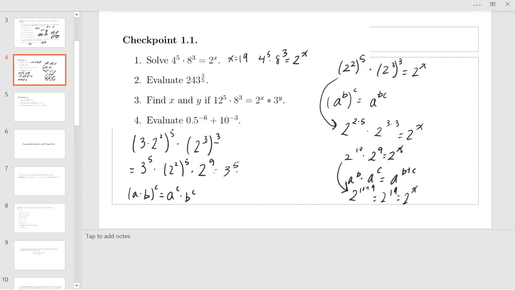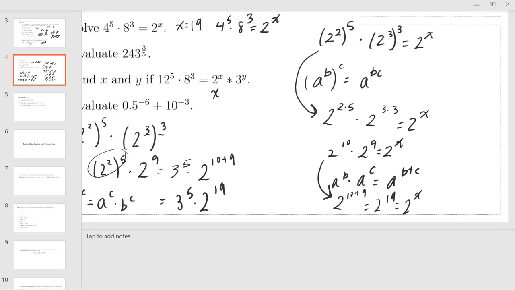And this is a 2 to the 10 because 2 times 5 is 10. And multiplying that by 2 to the 9, we get 2 to the 10 plus 9. So this is equal to 3 to the 5 times 2 to the 19. Hence, we have x is equal to 19 and y is equal to 5.